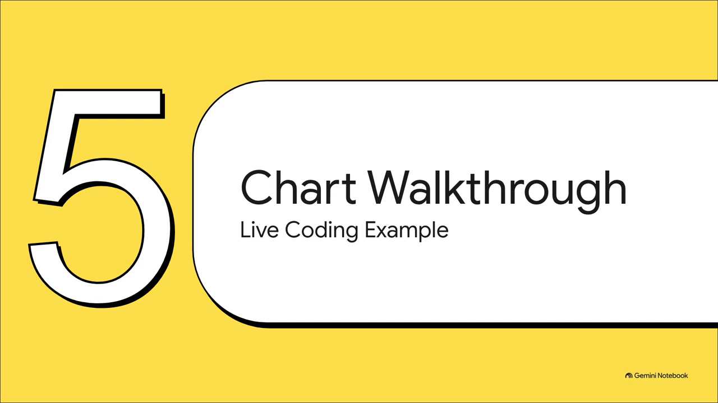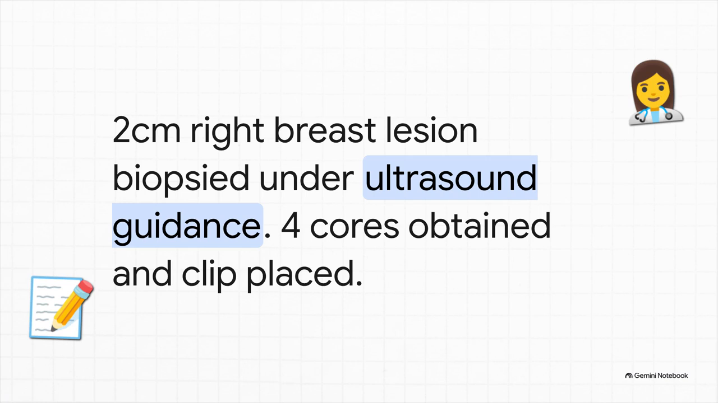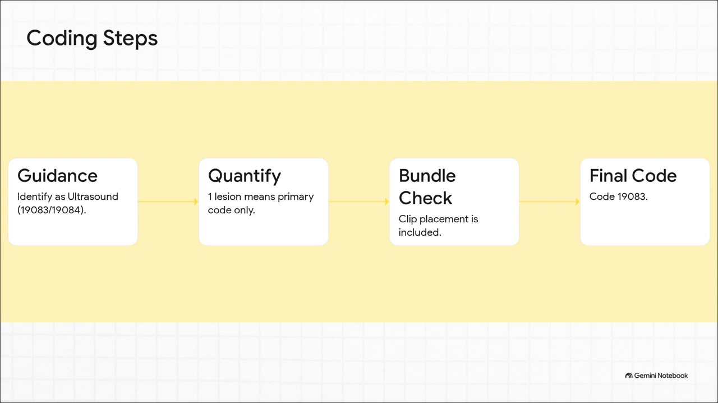Section 5. Live Operative Chart Walkthrough. All right, let's put this into practice with a real-world puzzle drawn right from our source training. The patient has a 2-centimeter lesion located at the 2 o'clock position of the right breast. The operative note states a 14-gauge needle was placed under sterile ultrasound guidance, 4 core samples were obtained, and a non-ferromagnetic clip was placed right at the biopsy site. So, how do we code this? Let's move to the logic and see how this builds step by step.